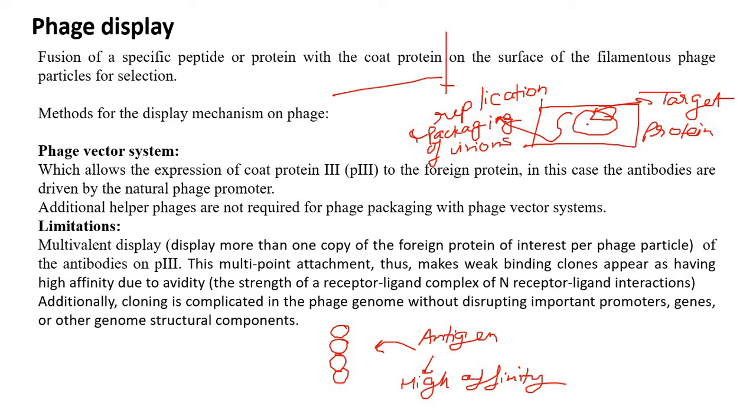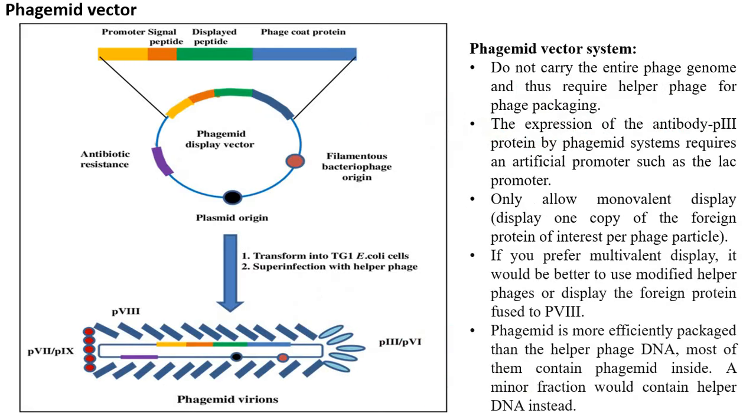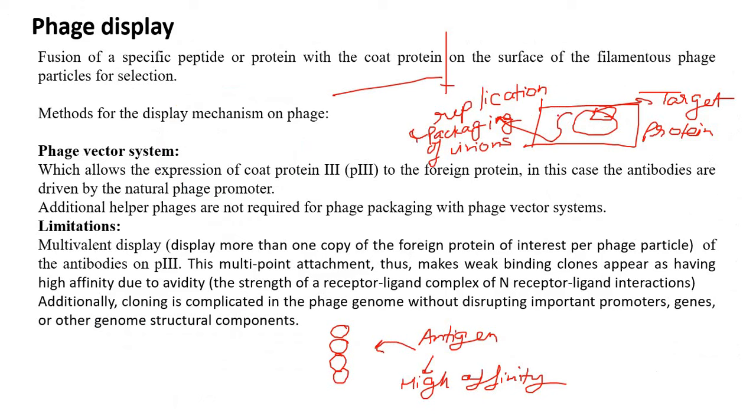Another thing is that when you are using the phage vector system, you have to be quite careful that you are not disrupting any important genes which are necessary for replication and packaging of the virions. So these are the two limitations. Again, because they have multiple copies of a single protein, even though the affinity towards your target antigen may be less, when you perform the experiment you will find higher affinity because of the multiple copies. This is due to the avidity. This is the major limitation when you are using the phage vector system. And the advantage is that you are not using any helper phage virus, because this vector is self-sufficient for the replication of viral genes and proteins.